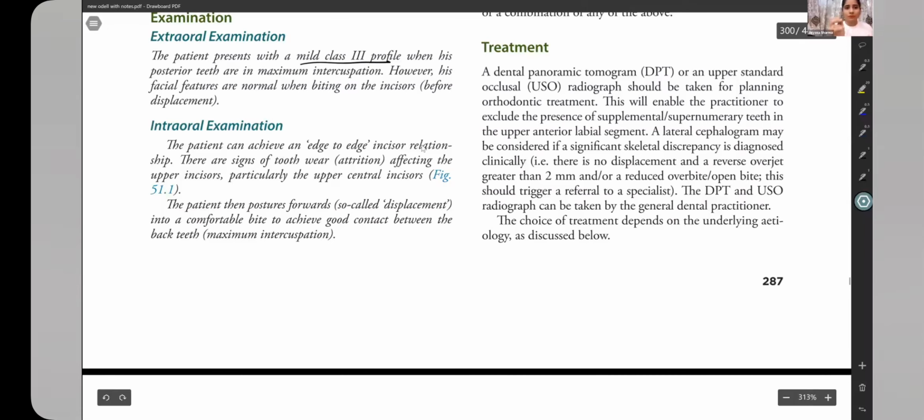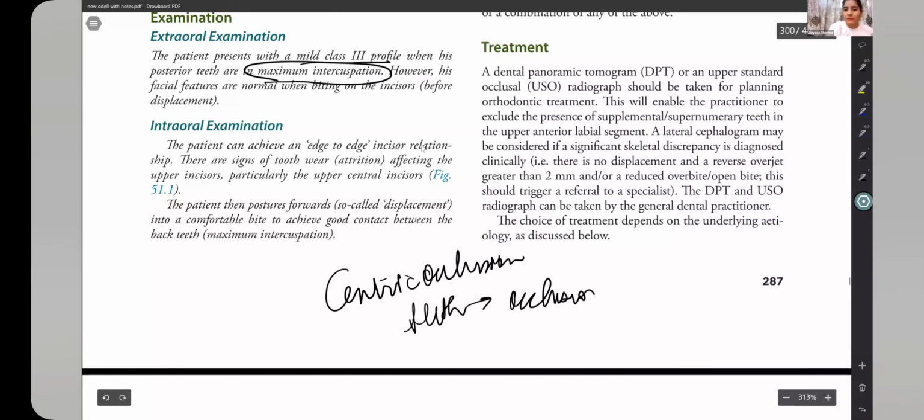So the patient presents with a mild class 3 profile when the teeth are in maximal intercuspation. Now, maximal intercuspation is centric occlusion, right? That's when your teeth are in complete occlusion. There is maximal intercuspation; they are not lying cusp to cusp or edge to edge. They are in maximal interdigitation amongst the cusps. So that is called your centric occlusion, also known as your maximal intercuspation. This maximal intercuspation or centric occlusion does not necessarily coincide with the centric relation. Do not confuse this one with centric relation.